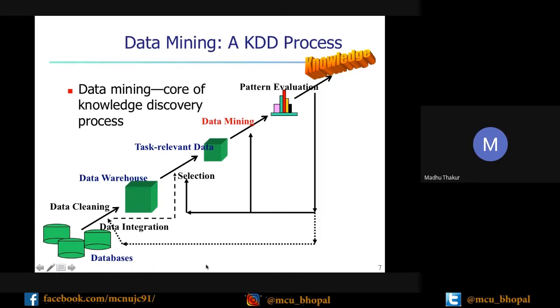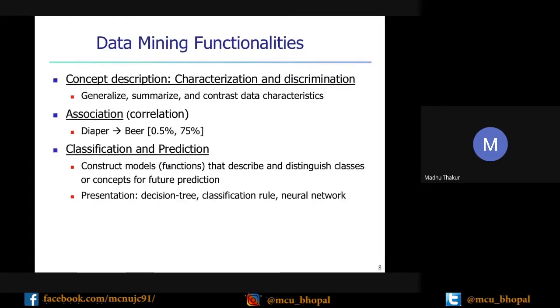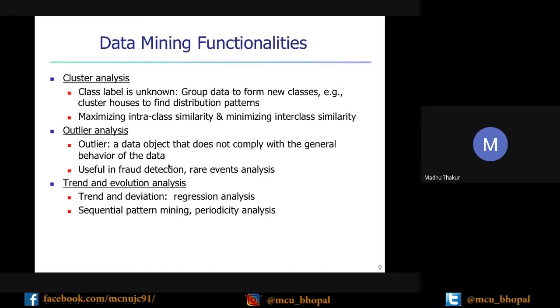So this is the whole of data mining, which I presented here in summary form. This is called the KDD process. Now, what are the data mining functions which I am going to discuss here? The data mining functions are characterization and discrimination, association rule mining or association and correlation analysis, classification and prediction, cluster analysis, outlier analysis, and trend and evolution analysis.